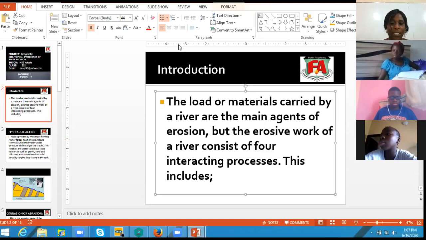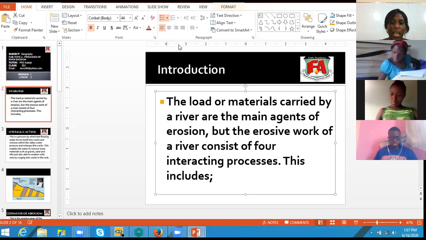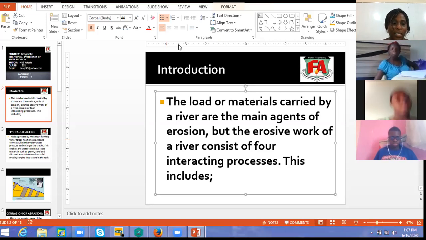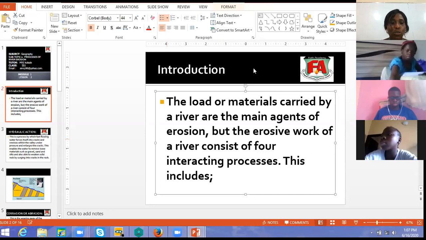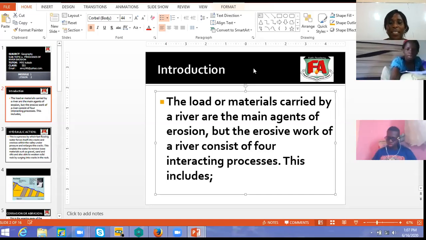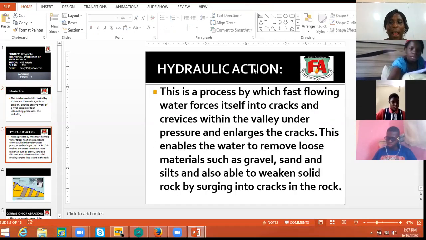These materials either rub on each other, collide on each other, or flow fast inside water due to the force of energy. I went further to explain the 4 processes of river erosion. I said the first one has to do with hydraulic action. And I said hydraulic action is the process by which flowing water enters through crack or cavity. As this water enters through crack or cavity, they tend to widen up the river.